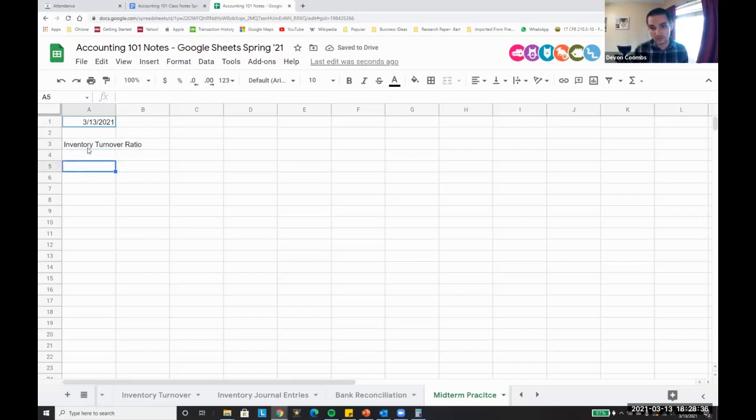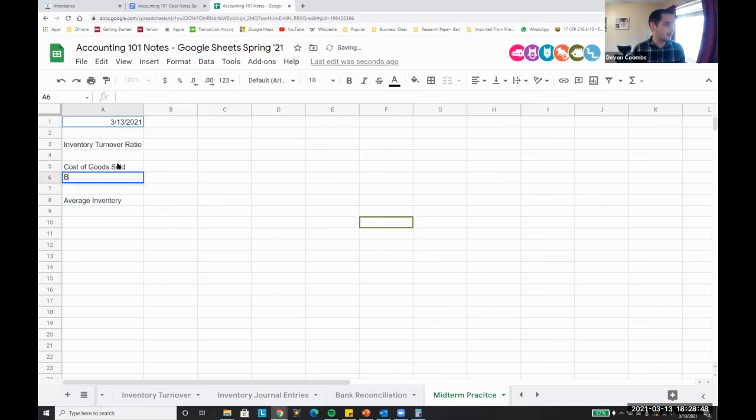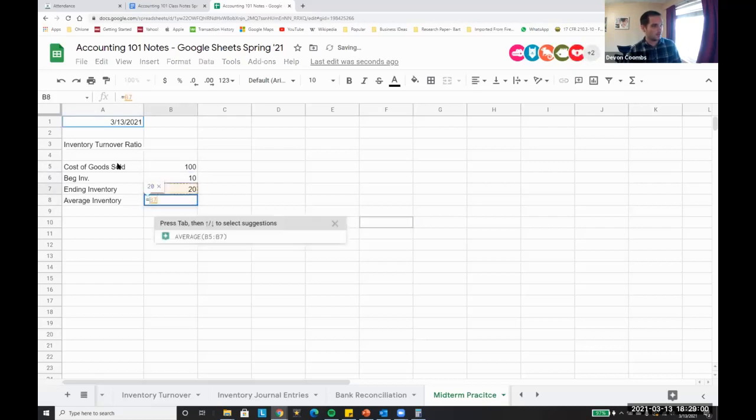The inventory turnover ratio is cost of goods sold divided by average inventory. How do we determine average inventory? It's beginning inventory and ending inventory divided by 2. So cost of goods sold is 100. We say this is 10. This is 20. We can do this plus this divided by 2.